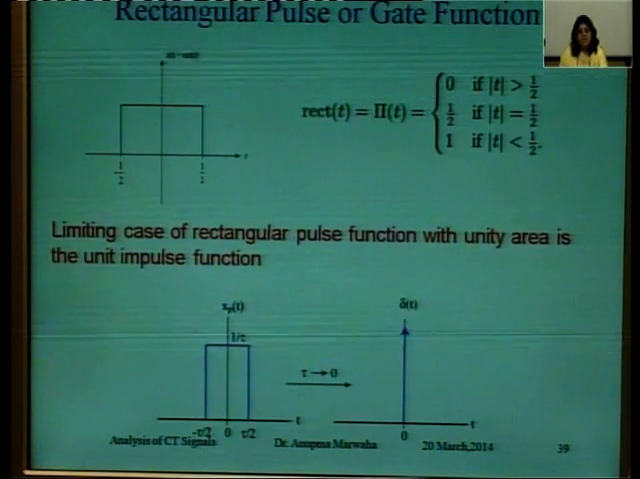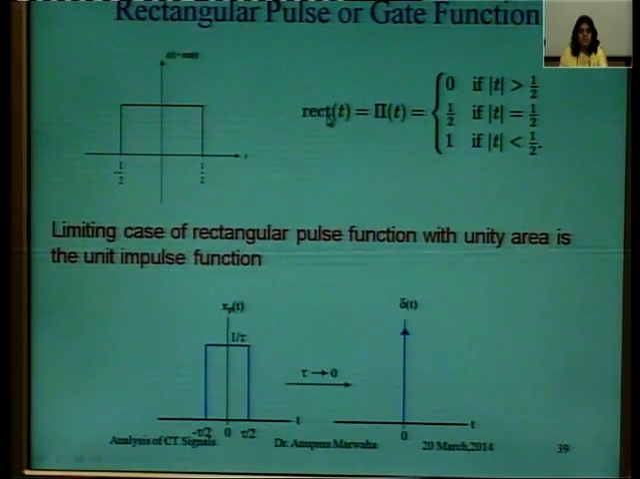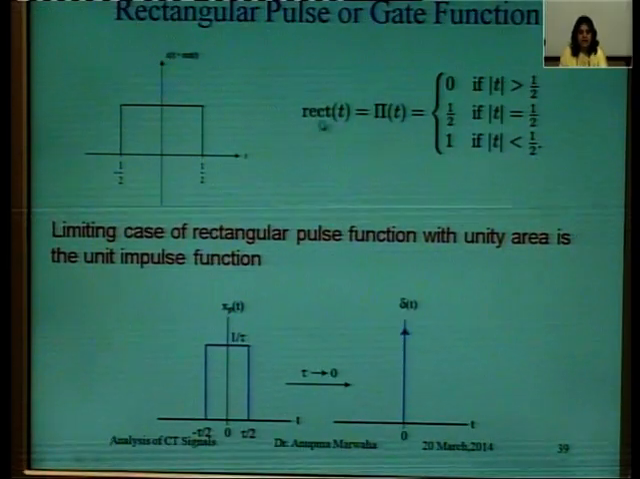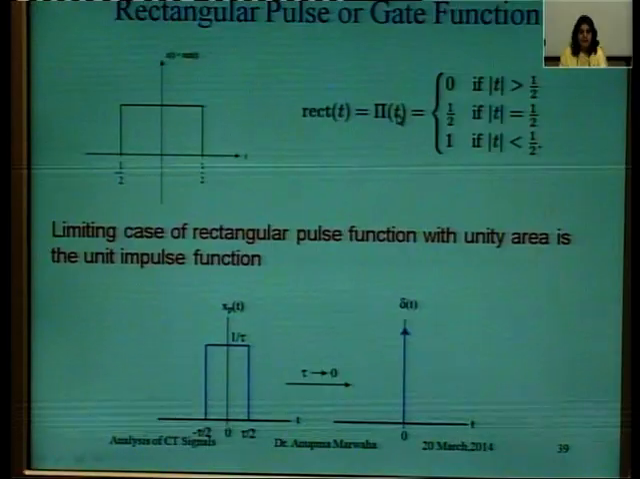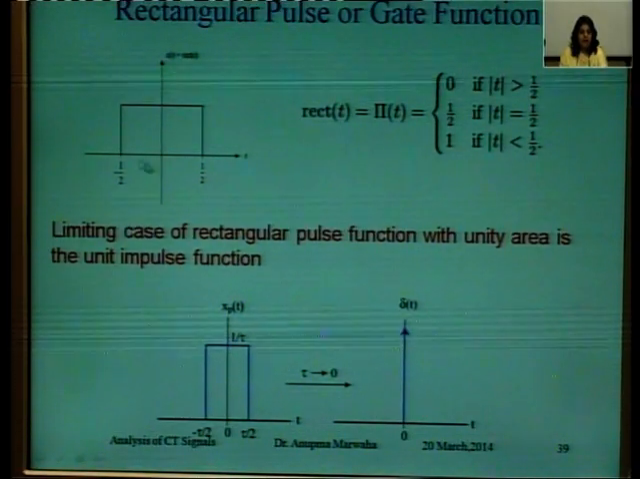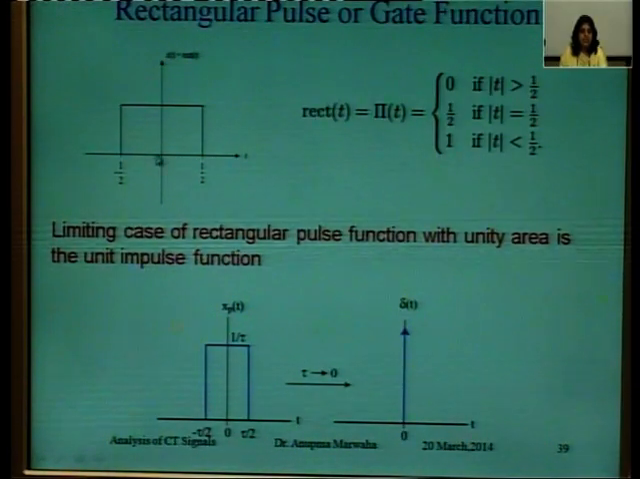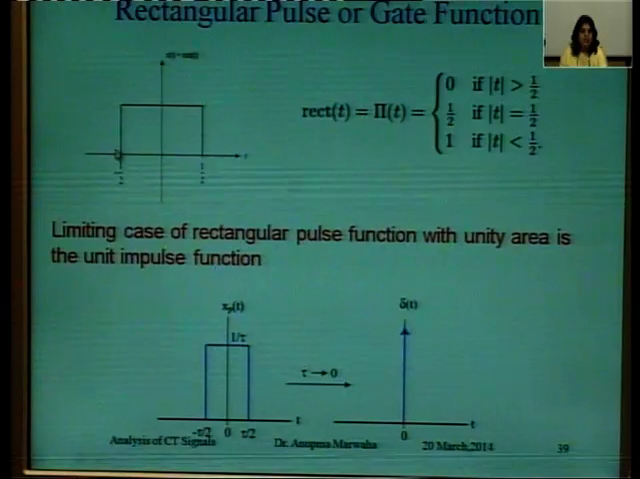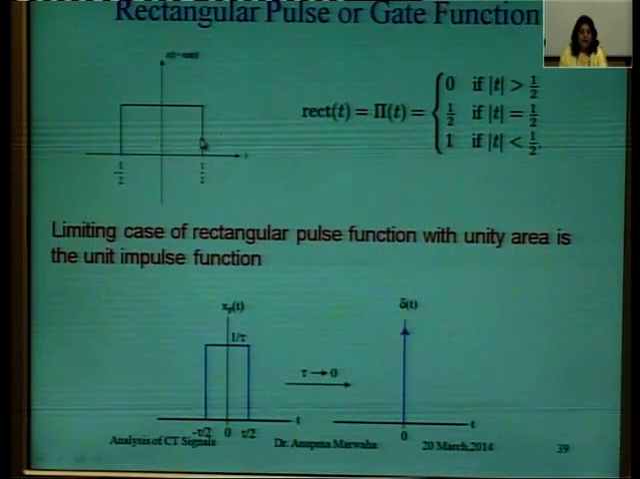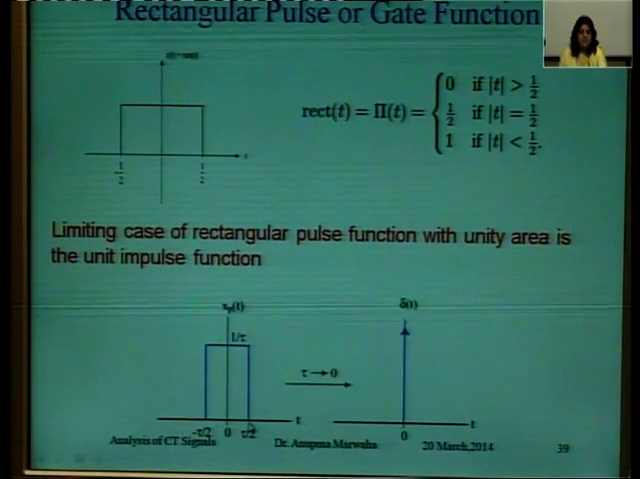The next function is the rectangular pulse or gate function. The rectangular pulse function is represented as rect t, or it is also written as pi t. This is a function which takes on a value of unity in the time domain from minus half to half, and for all other values it is 0. So, it is similar to a gate. That is why it is also called a gate function, and the limiting case of the rectangular pulse function is an impulse function.